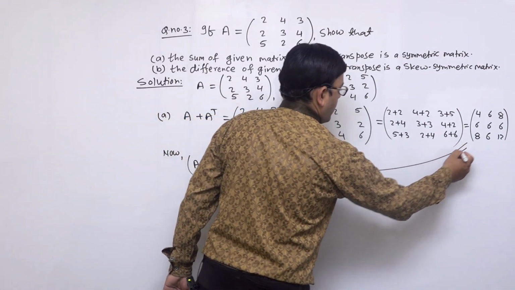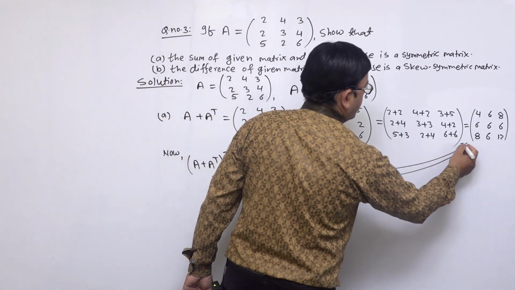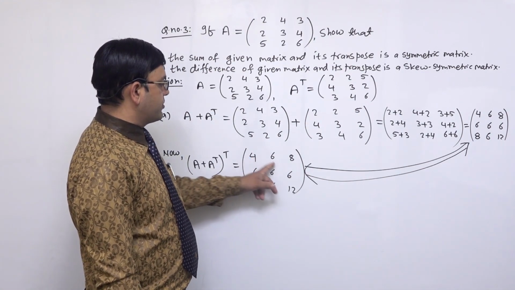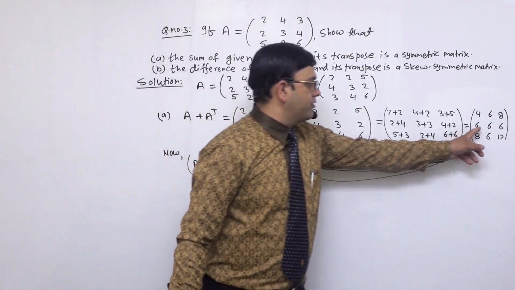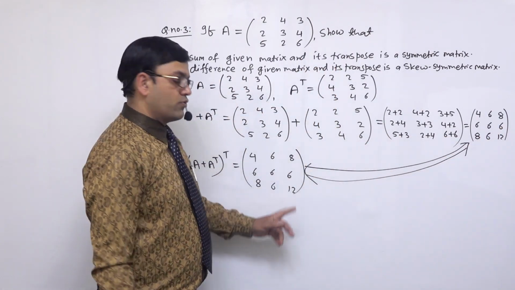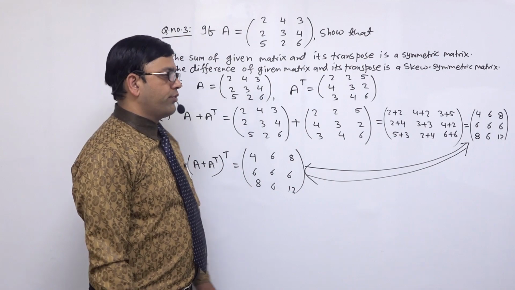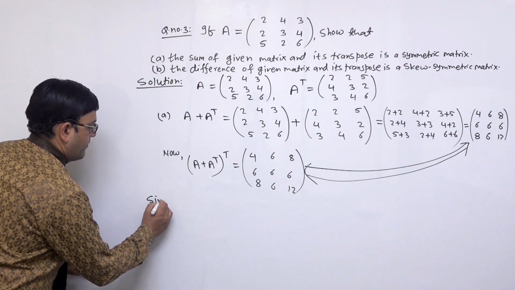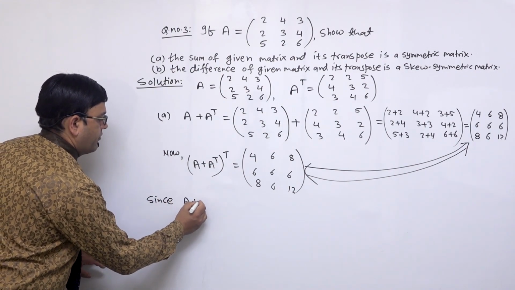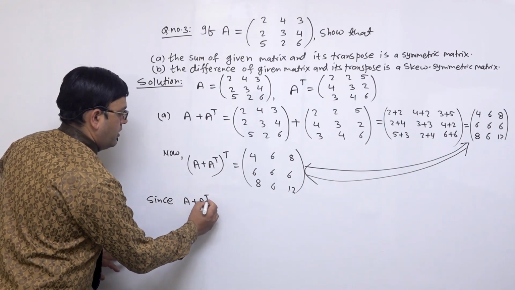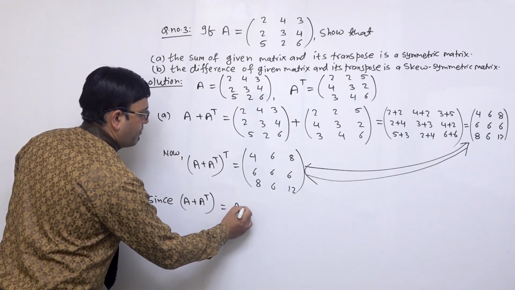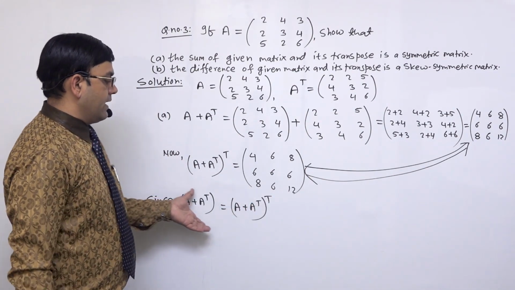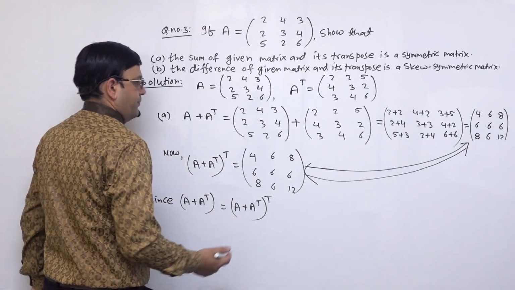Let's check whether these two matrices are equal or not. Check it once again: 4 6 8, 4 6 8; 6 6 6, here is also 6 6 6; 8 6 12, here is also 8 6 12. Isn't it magic? Yes. So let's write: since A plus A transpose is equal to the transpose of A plus A transpose, the A matrix and the transpose of A matrix are equal, like the same.